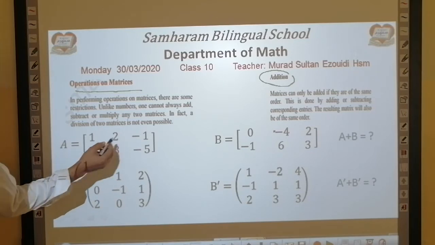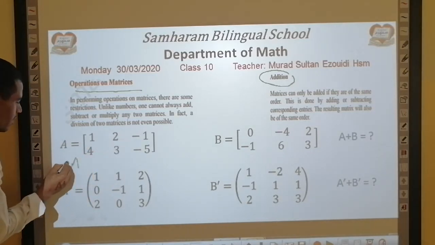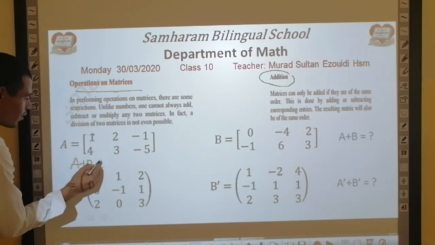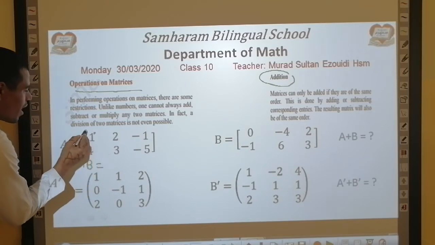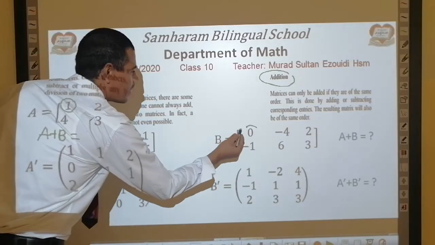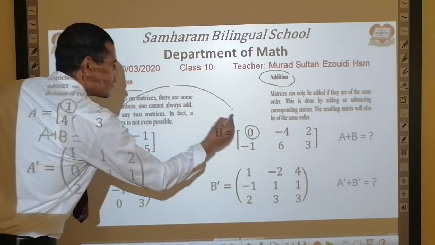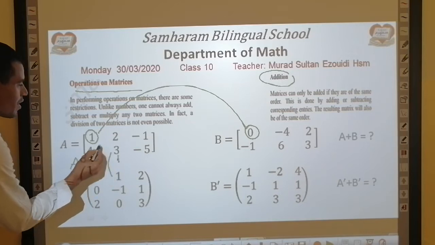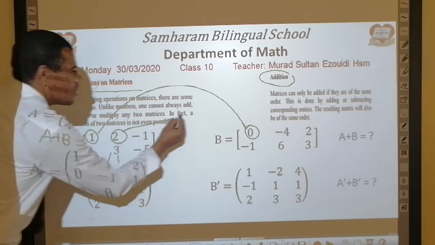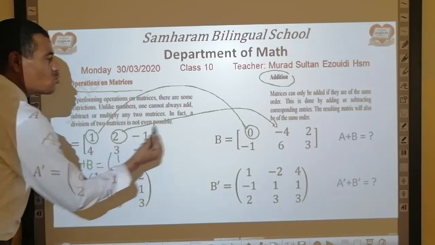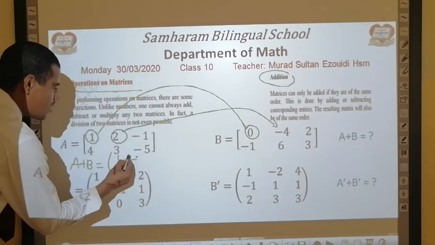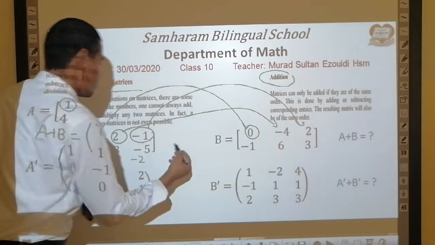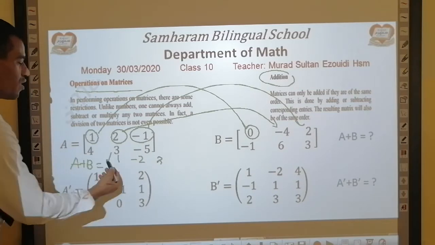First of all, I will make A plus B. A plus B equal. I will just write it. I will add 1 plus 0, my kids. 1 plus 0 is 1. Then the second one, my kids, I will add it to negative 4. 2 minus 4 is minus 2. Okay. Then negative 1 I will add it to 2. 1 plus 2 is 3. Okay. This is the first row.